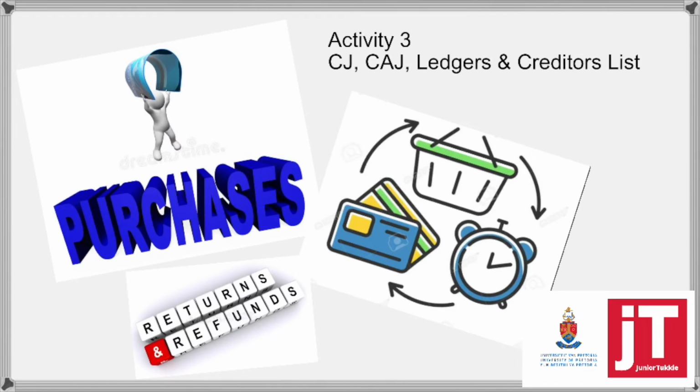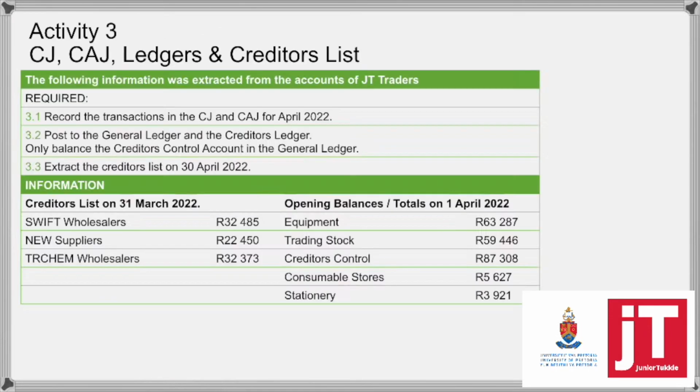Tamalon speaking, and today we are going to continue looking at credit purchases, but we are going to add returns and refunds, and we are going to see how we record all of this in the journals relating to creditors. So if we look at activity 3, we record the transactions in the creditors journal and the creditors allowance journal for April.